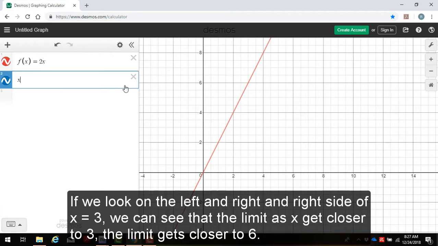If we look on the left and right side of x equals 3, we can see that as x gets closer to 3, the limit gets closer to 6.